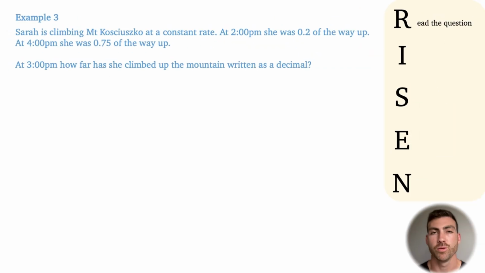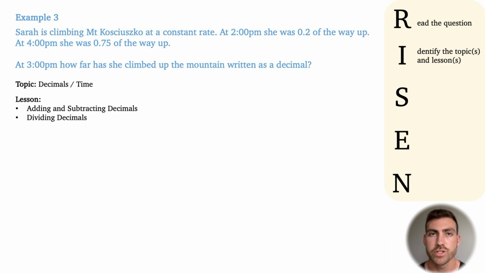Awesome. Example 3. Sarah is climbing Mount Kosciuszko at a constant rate. At 2 p.m., she was 0.2 of the way up. At 4 p.m., she was 0.75 of the way up. At 3 p.m., how far has she climbed up the mountain, written as a decimal?